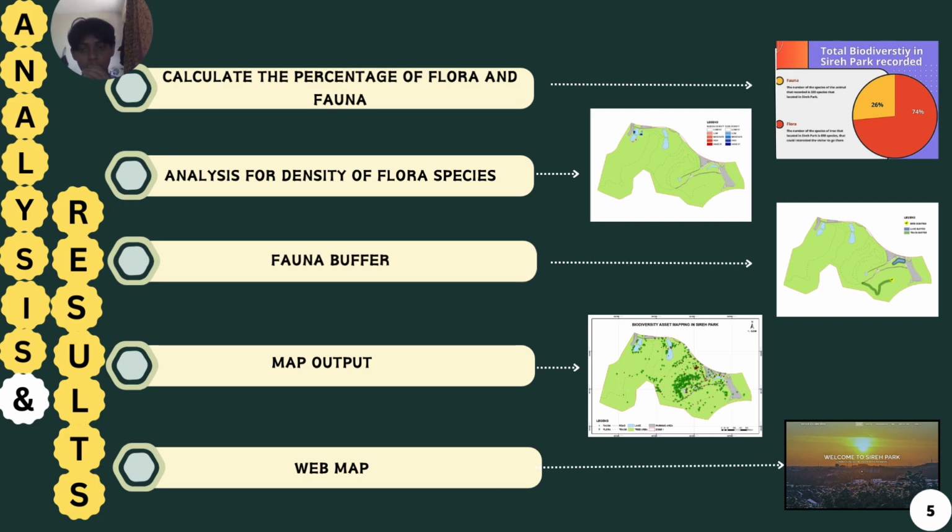Thank you. Right, for the analysis and results of our group, firstly, we calculate the percentage of flora and fauna, and then we also use density analysis for the flora species, and we also use buffer analysis for the fauna. For the results, we will show the map output, and we also produce the web map.